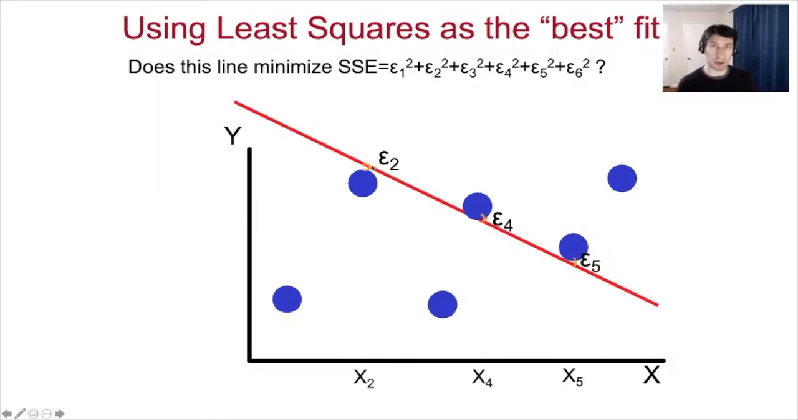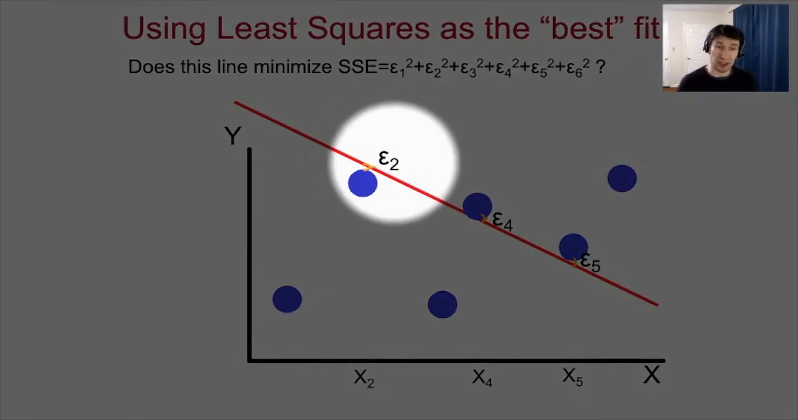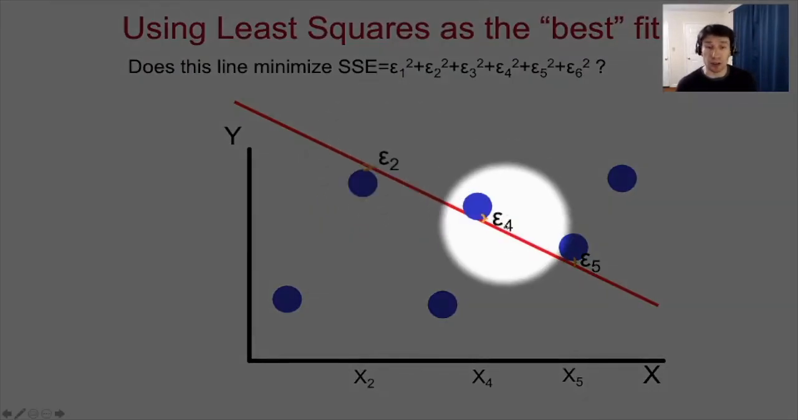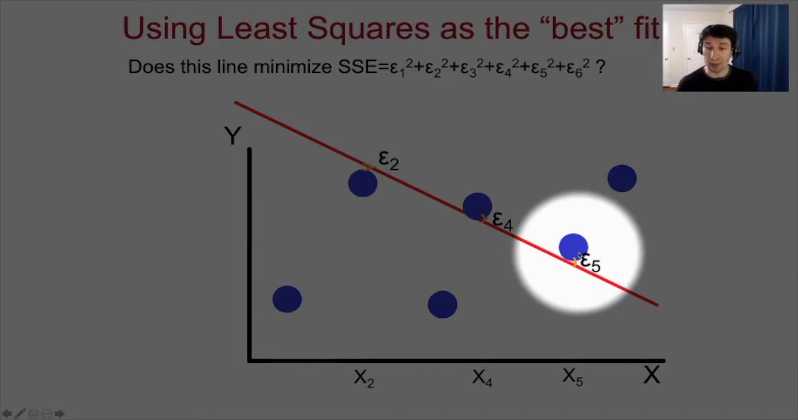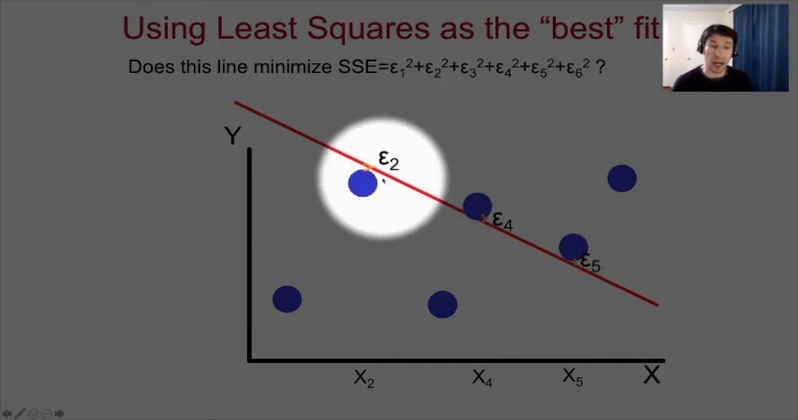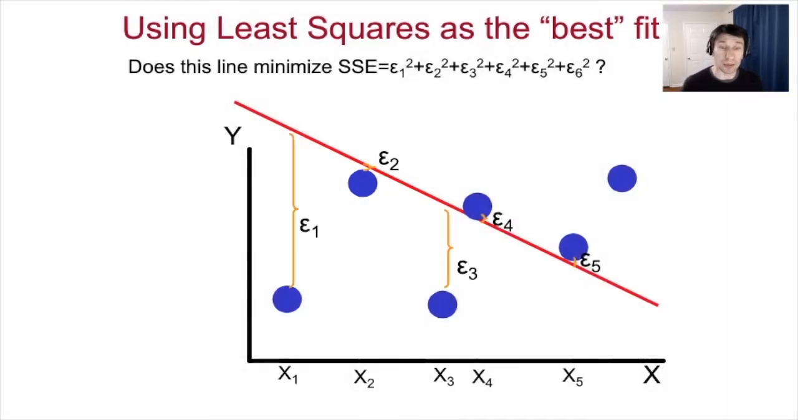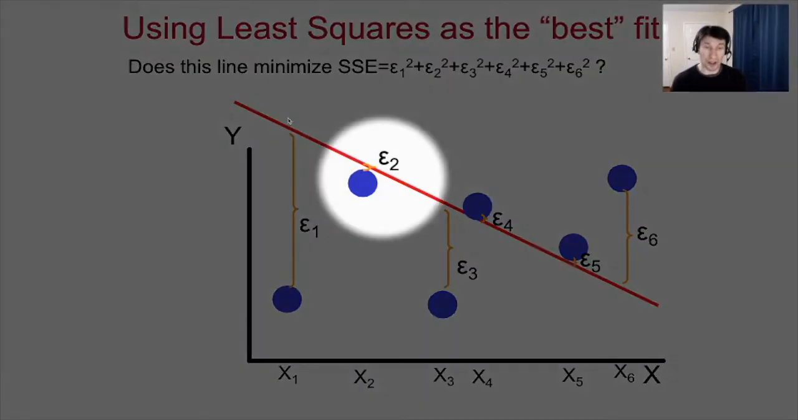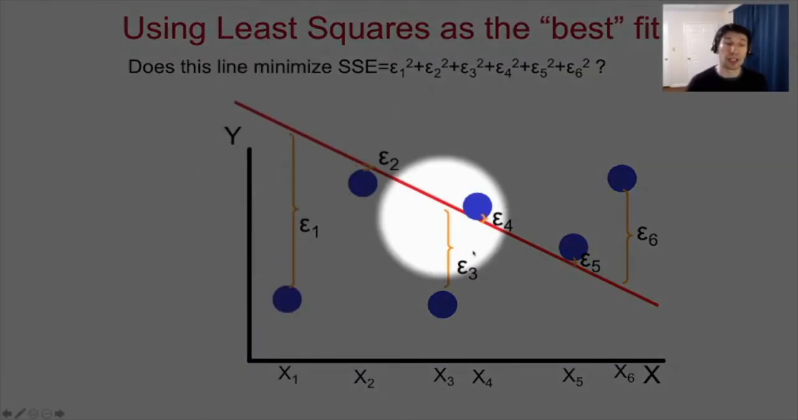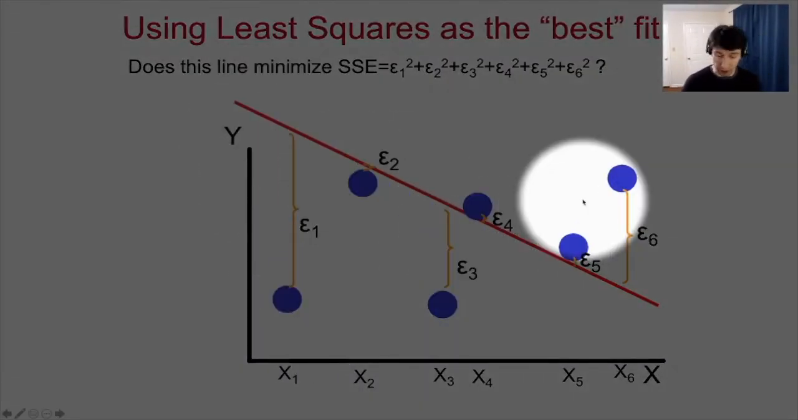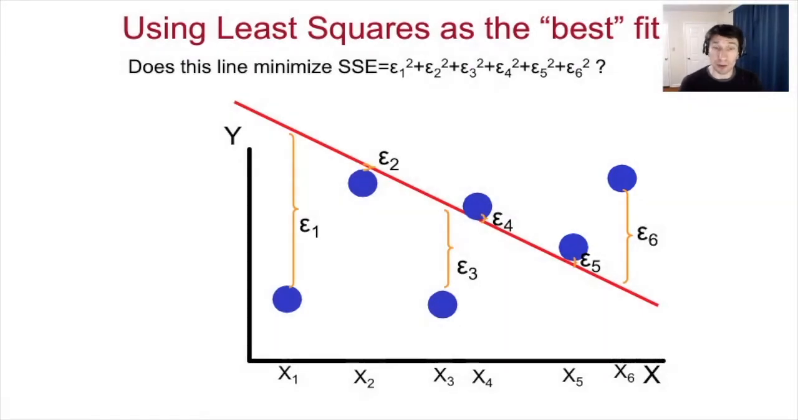This one, it seems, is pretty good at minimizing the distance between epsilon 2, epsilon 4, epsilon 5, and the line. However, look at what happens to the other values. They are very large, and so when you square those and add them to the sum, you're finding that this sum of squares is going to be very large as well. So this is clearly not the best fit either, and it is clearly not the smallest sum of squared errors.